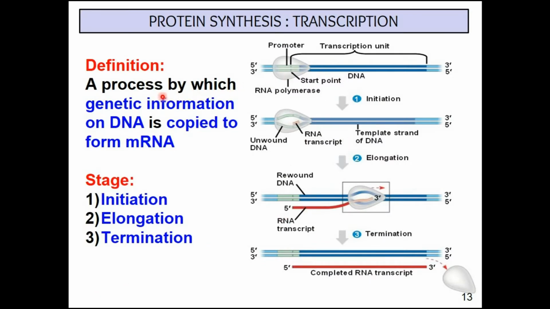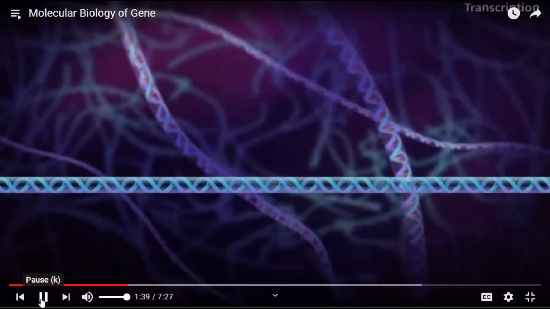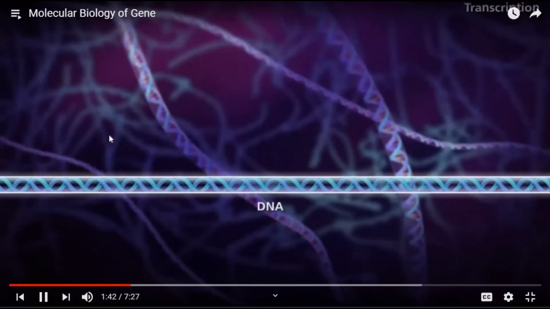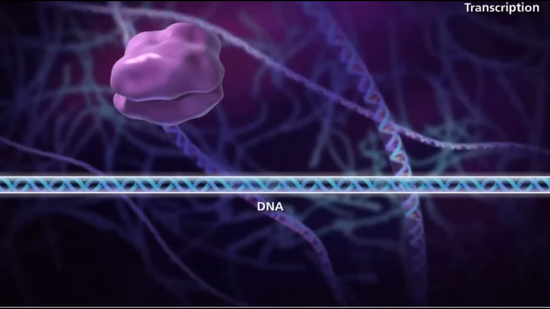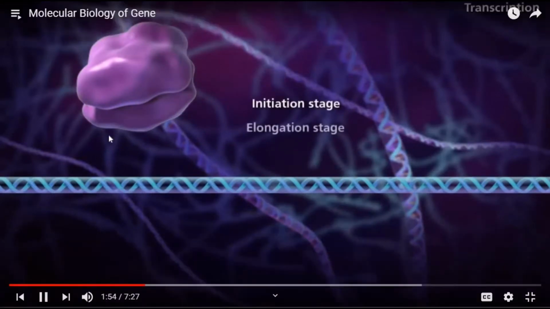Definition of transcription is a process by which genetic information on DNA is copied to form mRNA dan dia involve 3 stages which are initiation, elongation and termination. So from this kita akan go through based on the video. So kita tengok video dia. During transcription, the DNA in the gene is used as a template to make a messenger RNA strand with the help of the enzyme RNA polymerase. This process occurs in 3 stages: initiation, elongation, and termination.